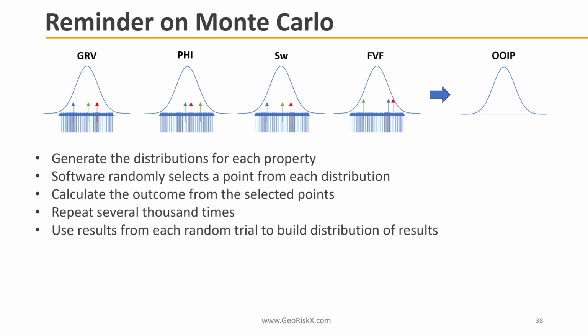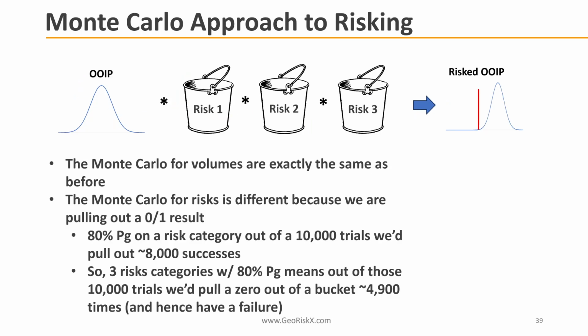Okay, great, you say. Now we've got a distribution of oil in place, but you've still not integrated risk. Well, how are we going to do that? We are essentially going to do the same process, but now we are going to have buckets for each of our risk categories. So we're going to do the same Monte Carlo for our volumetrics, exactly the same as before. But now we're going to pull out a trial for our risk.